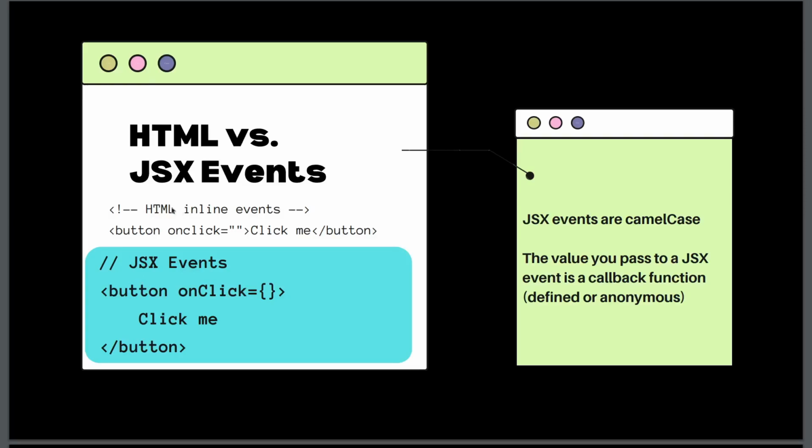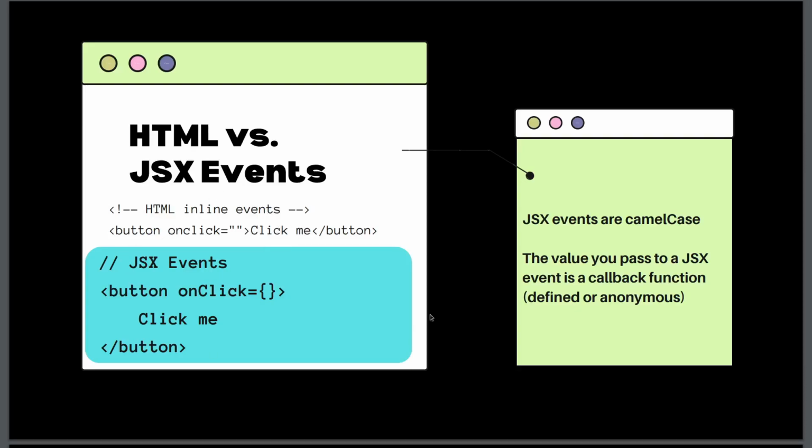First, we have an example of an HTML inline event, and right here we have a button element with an onClick attribute. And notice that this is in flat case, meaning that all of the letters are lowercase, and then the value is a string value in which we would pass in some JavaScript code. And I personally think it's a little weird to put JavaScript code inside of a string, but that's just how HTML does it. And then inside we just have the text click me, and that is all.